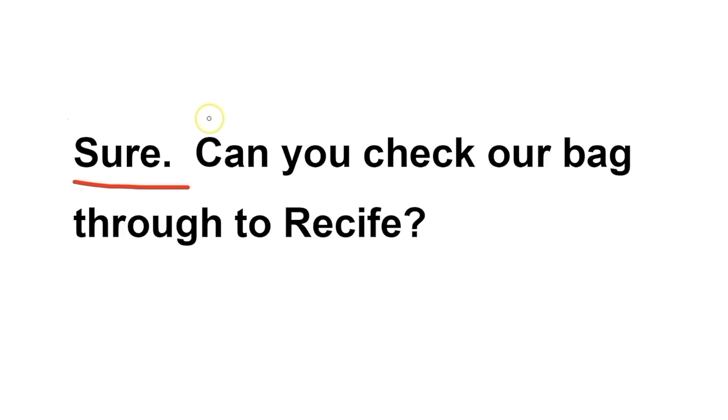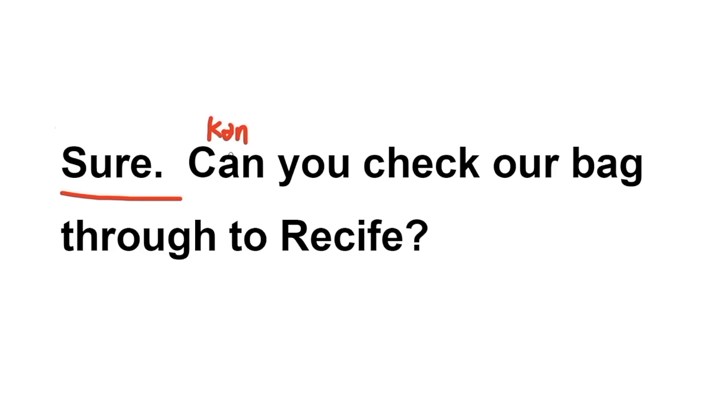Notice Jay reduced can to can. Can you check our bag? What's the main verb here? The main verb is check. So can is a helping verb, and we want to reduce that. The word to. Jay pronounced that with a flap T and the schwa. This is a common reduction. Thruda. Can you check our bag through to Recife?